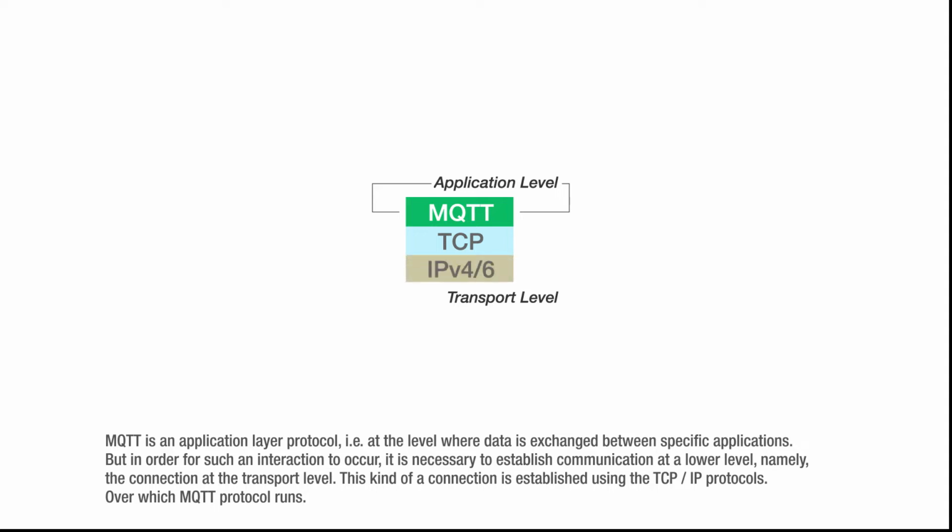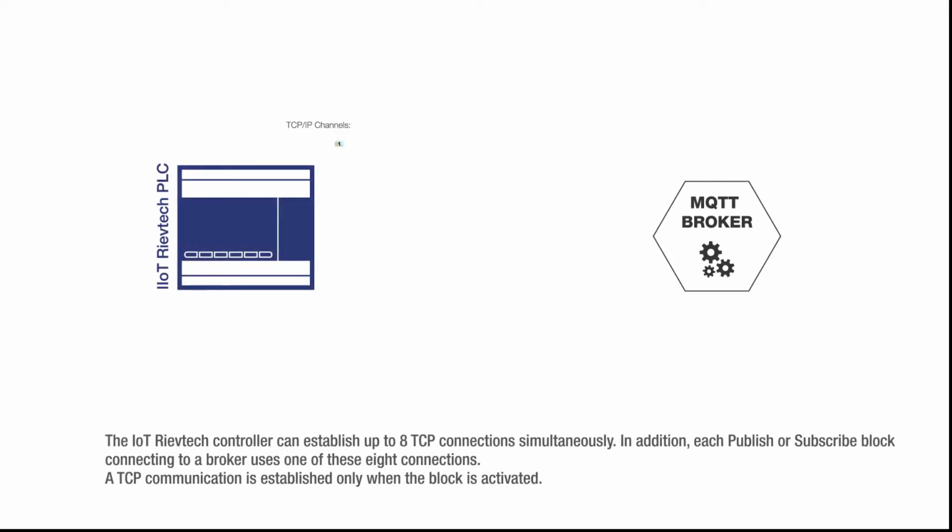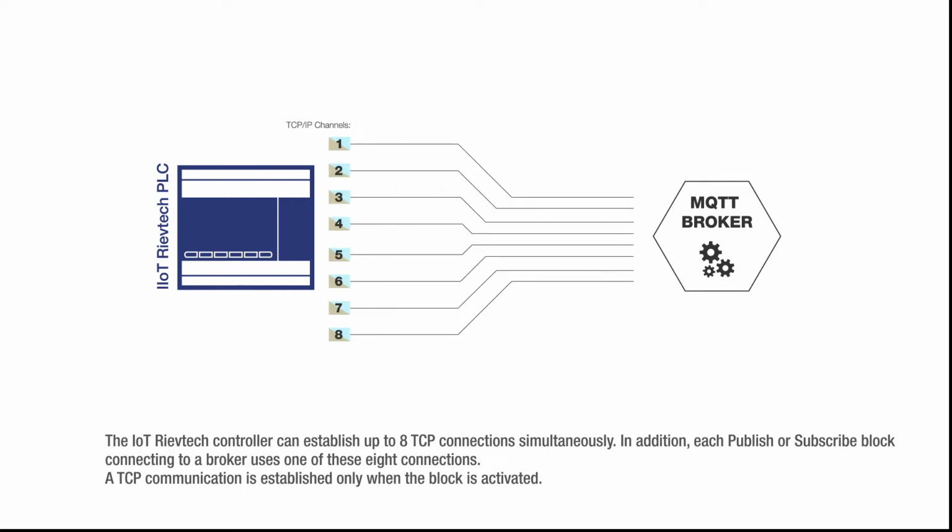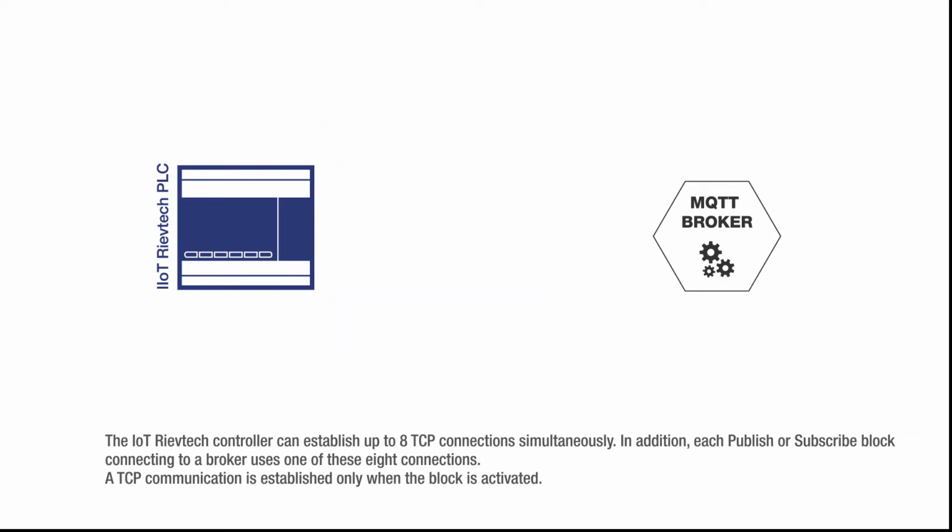This kind of connection is established using the TCP/IP protocols, over which the MQTT protocol runs. The IoT Rievtech controller can establish up to 8 TCP connections simultaneously. In addition, each publish or subscribe block connecting to a broker uses one of these 8 connections. A TCP connection is established only when the block is activated.